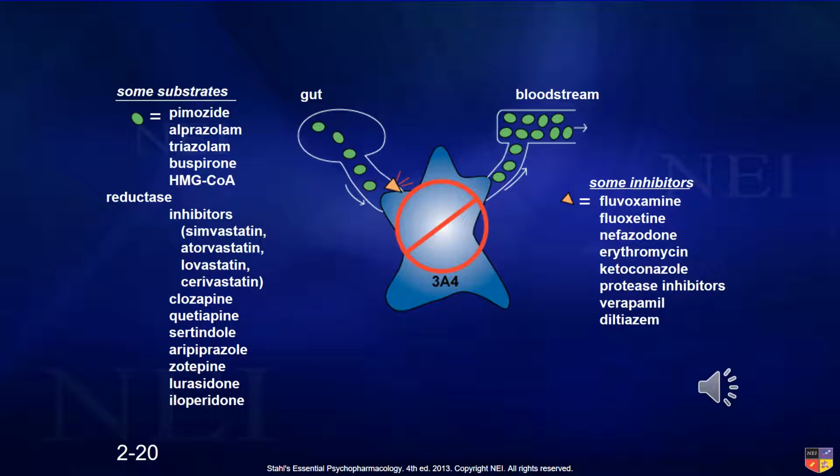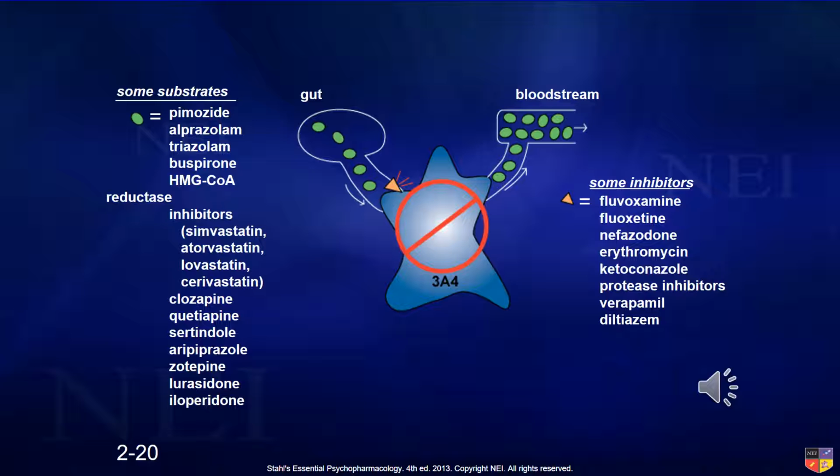Another enzyme that acts upon a lot of our different psychotropic medications is the 3A4 enzyme. And on the left-hand side, you see the substrates, the medications upon which the enzyme acts. Now, that enzyme, if it is slowed down or inhibited by some of the medications on the right, will then not process the medications on the left well, and the serum levels of those medications can increase in the bloodstream.